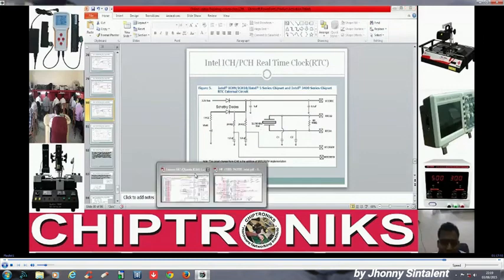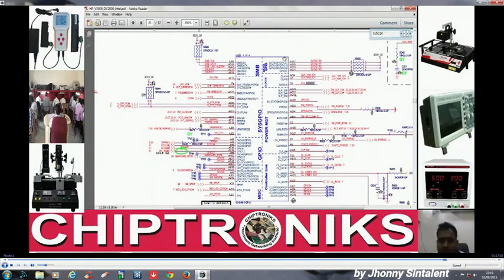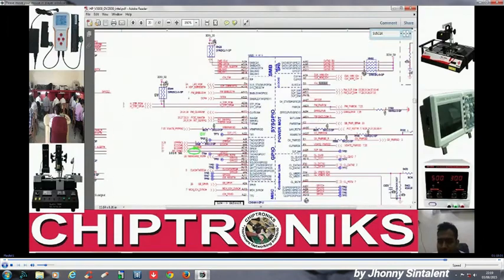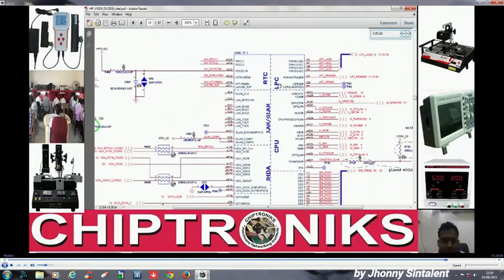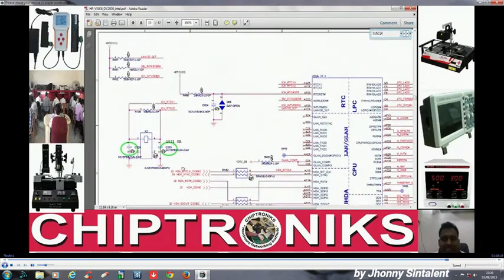Okay, and we go to the next slide and we find the ICH 9 and 10 RTC external implementation. What we are talking about with external implementation is this point. We go to the RTC section, and what we are talking of is this one: RTC X1, RTC X2, these things, capacitors, resistors. The RTC VCC is the supply for this RTC section.